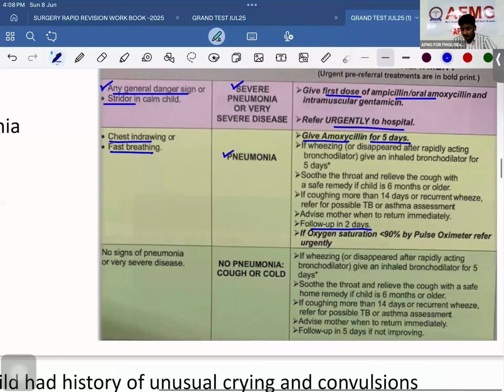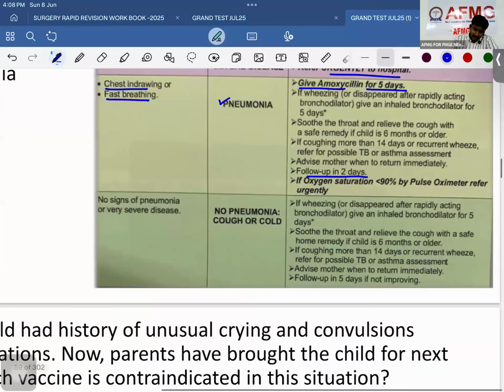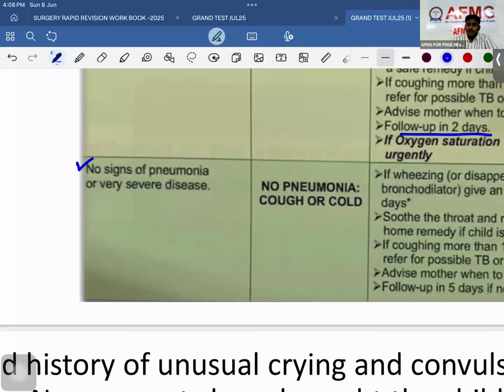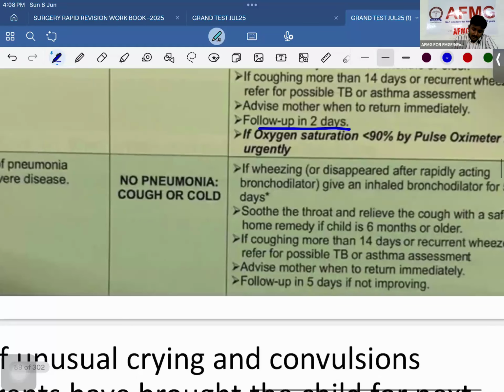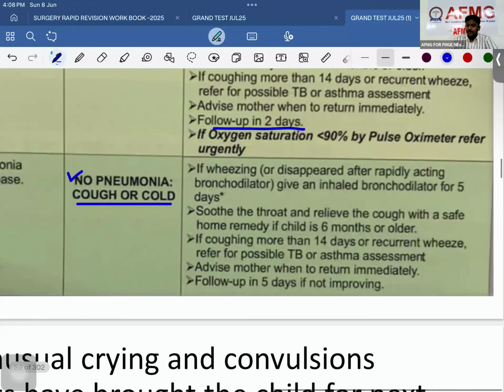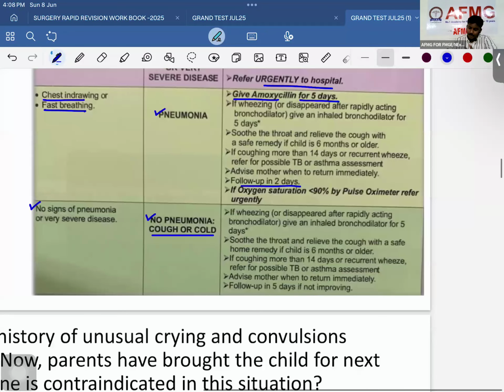Follow-up should be done after 2 days, beta. Next, if there are not enough signs to classify the condition as pneumonia or very severe pneumonia, then only if the child is having cough, cold and fever, we classify the child into the green category of no pneumonia. And if there is no pneumonia, then we will just go for symptomatic management. We will not start antibiotics in the child. That is what is important to be remembered.